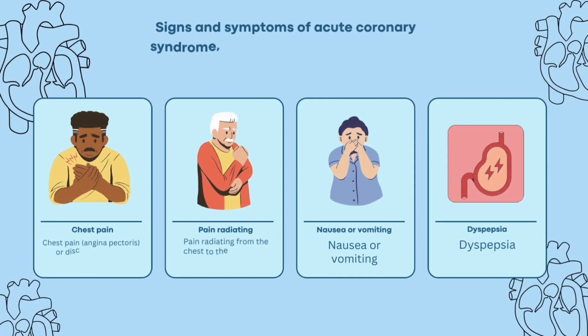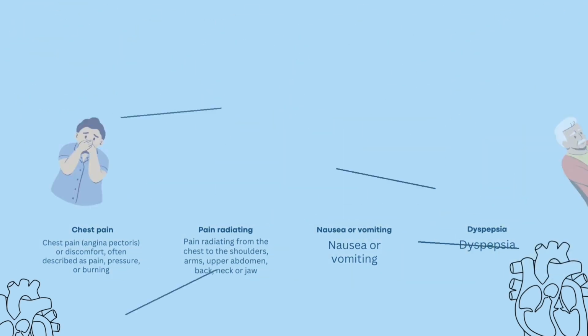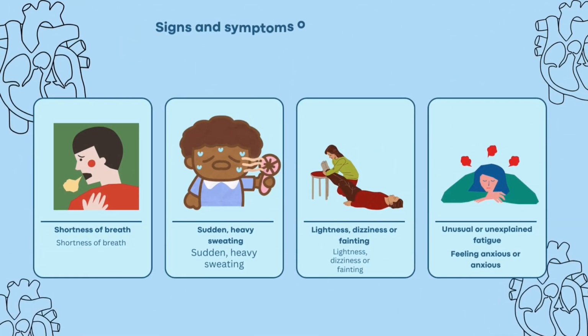Signs and symptoms of acute coronary syndrome, which usually begin suddenly, include the following: chest pain, angina pectoris, or discomfort, often described as pain, pressure, or burning. Pain radiating from the chest to the shoulders, arms, upper abdomen, back, neck, or jaw. Nausea or vomiting, and dyspepsia.